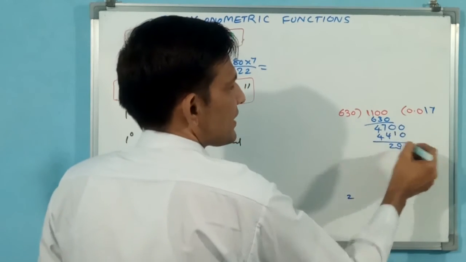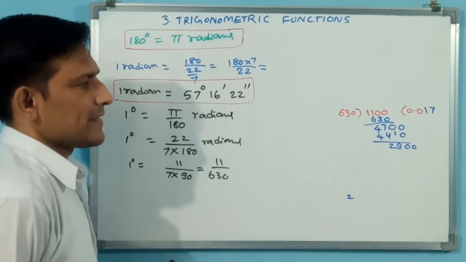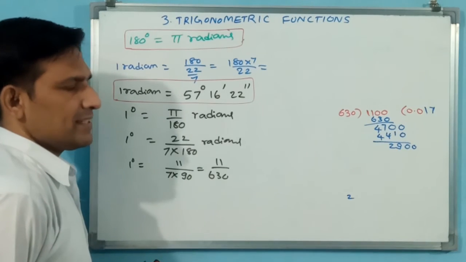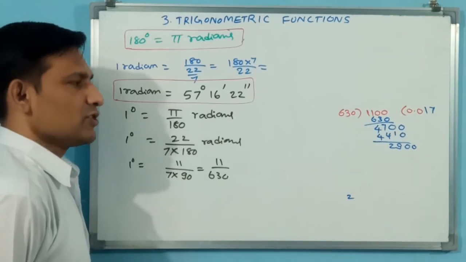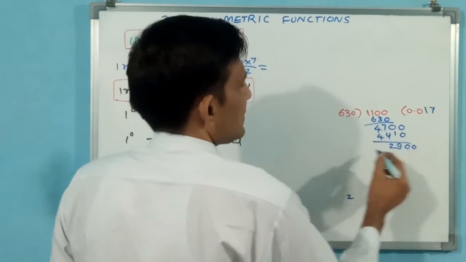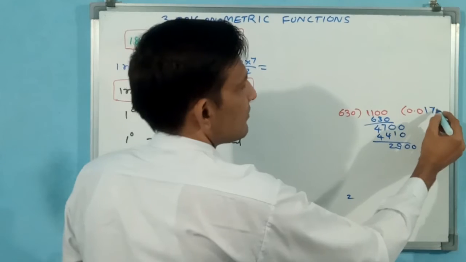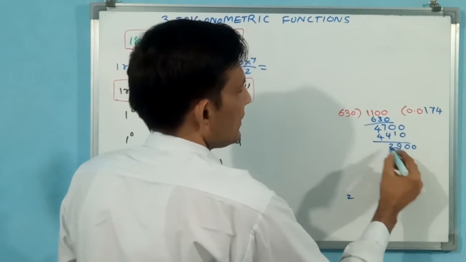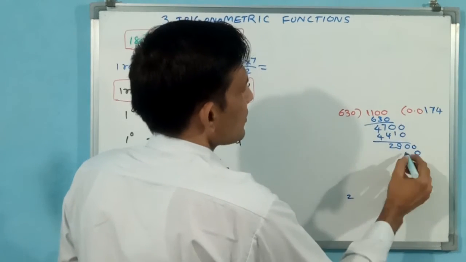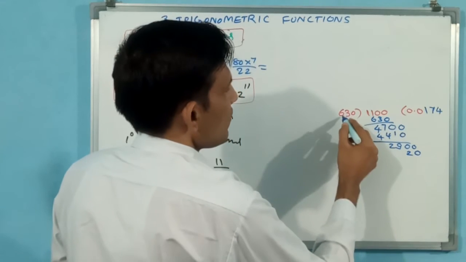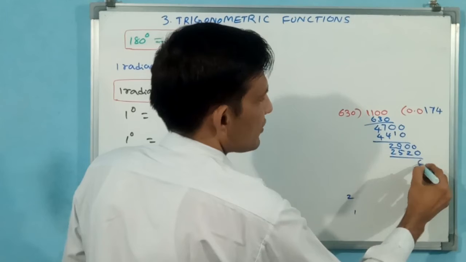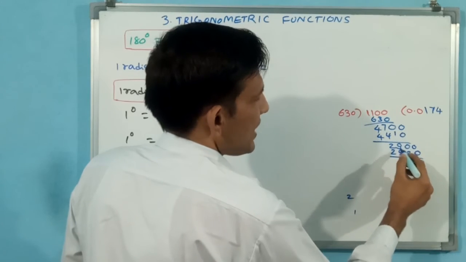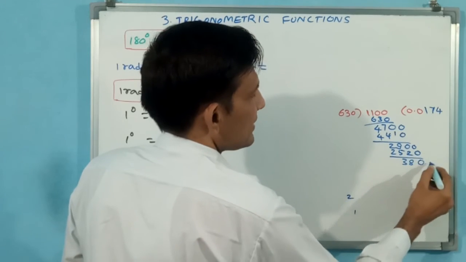Now you see 6 sixes are 36, 6 fives are 30, so 6 fours you can take. 6 fives are 30, more than 2900 will come. That is why 6 fours if you take, 4 threes are 12, 4 sixes are 24 plus 1, 25. Then 29 minus 25 is 4, leaving 380.